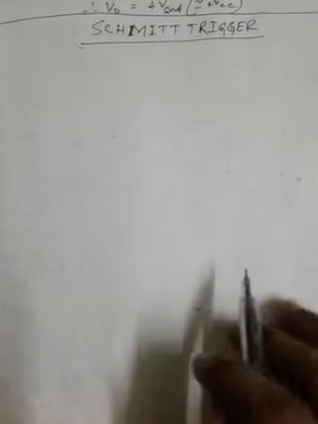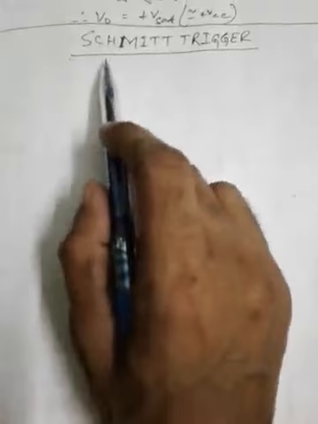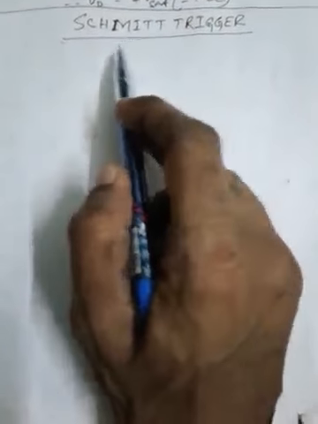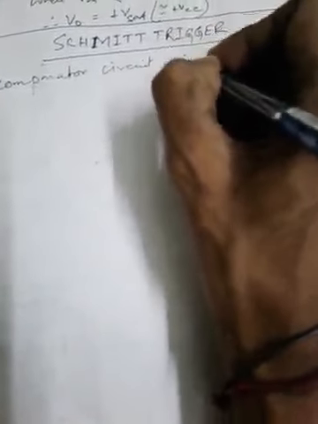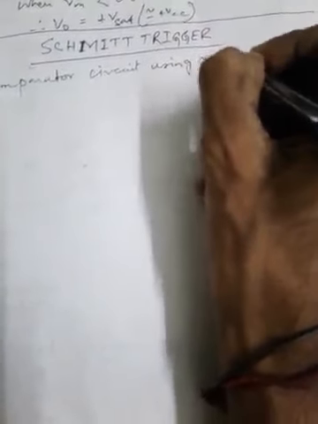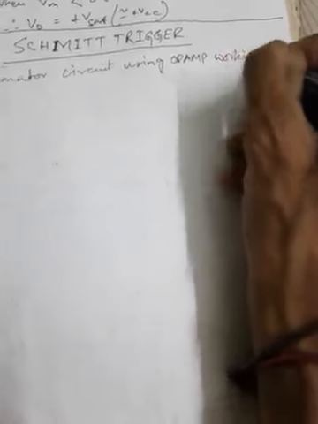Hello students, in this lecture I will be discussing with you about Schmitt trigger circuit. It is a specific application of op-amp. It is basically a comparator circuit. So Schmitt trigger is basically a comparator circuit using op-amp working in inverting mode. So it is an inverting comparator basically, and it is used in inverting mode with positive feedback.